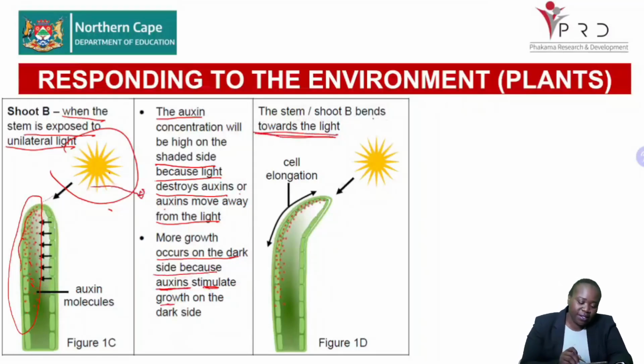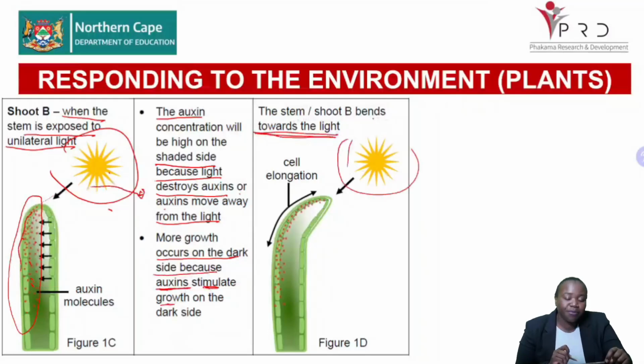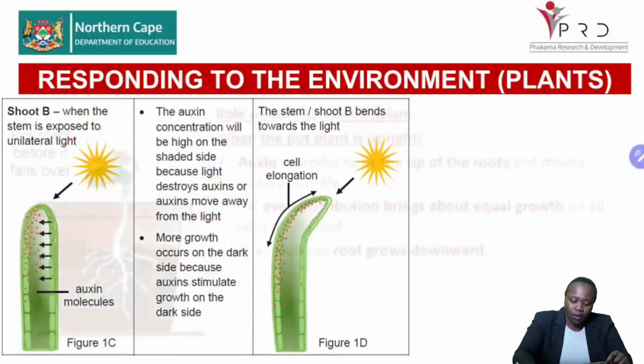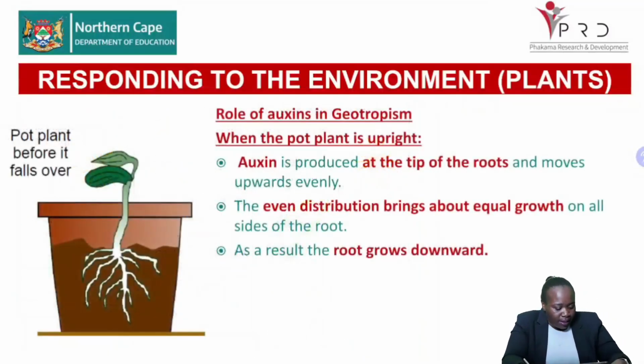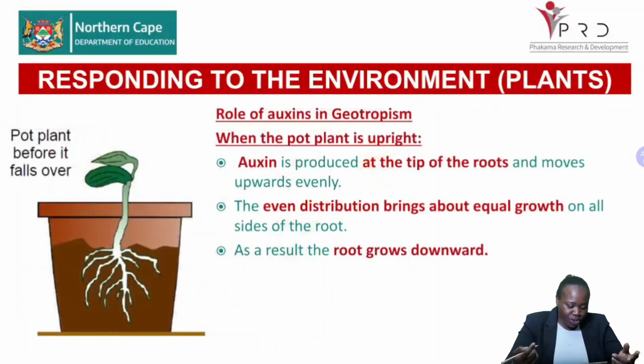So that is how we say that this is when the plant responds to an external stimulus, or it grows, the growth movement in reaction to the external stimulus. It grows in the direction of the sun. Okay, this is again geotropism.